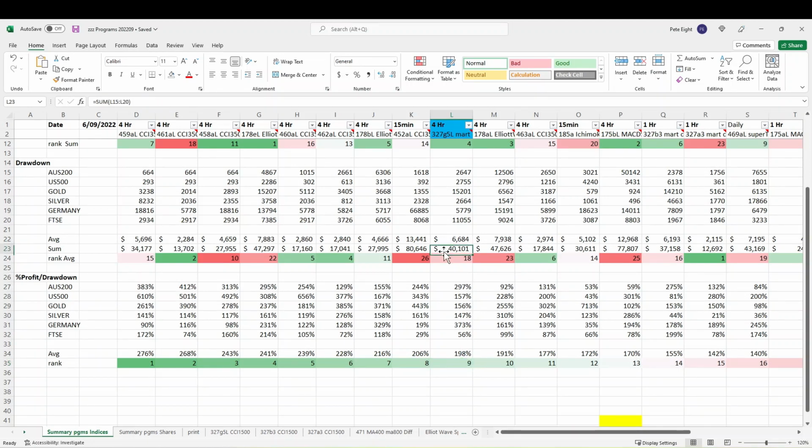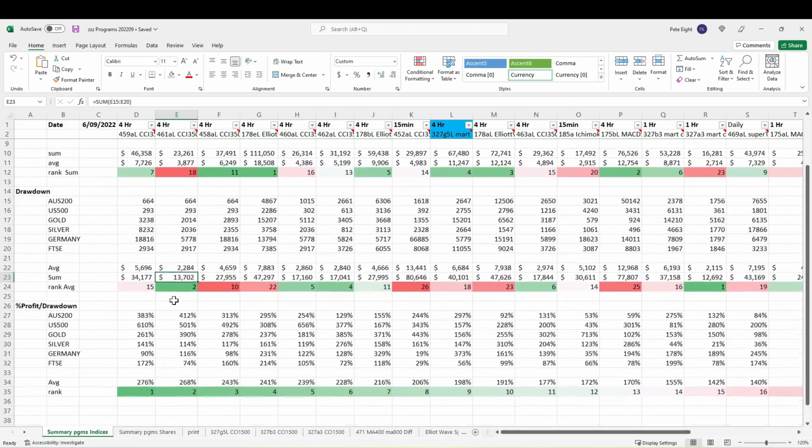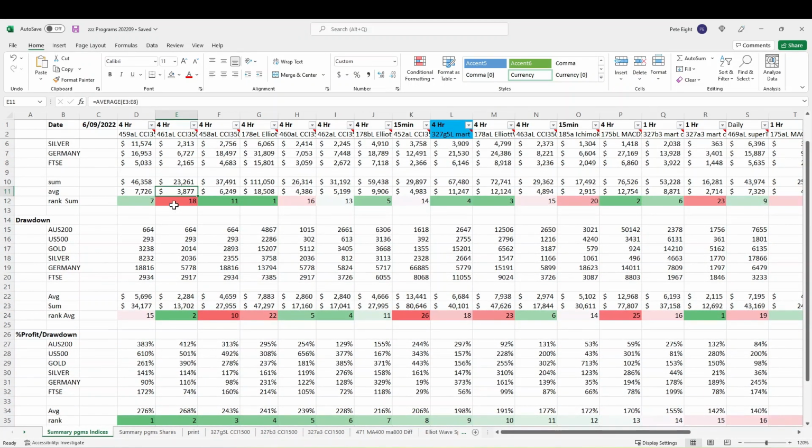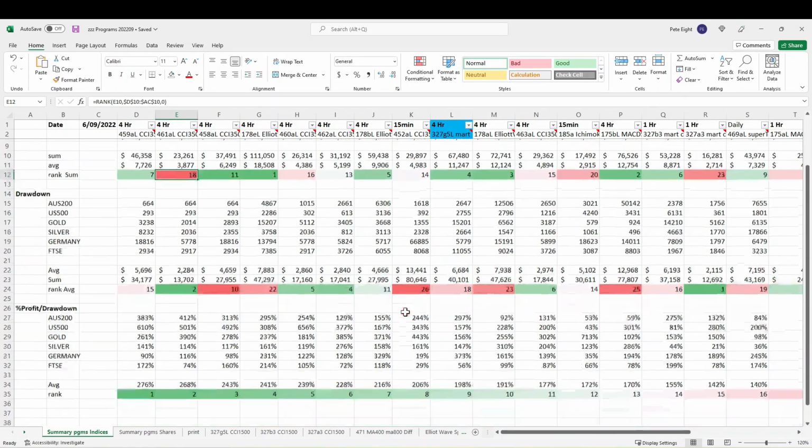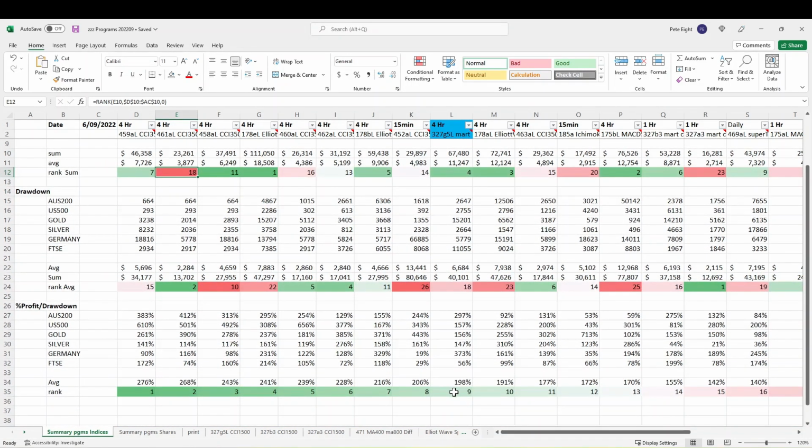So not too bad a result, but again, just got to try and make sure that the drawdown doesn't hurt your psychological bank balance. You want to make sure you're comfortable in what you're dealing. You can see some of these other ones. This one ranked 2nd, for example, 13,000 in terms of drawdown, but only 3,800, 23,000 in terms of revenue, and that ranked 18th. That was that CCI1500 strategy we covered in one of our previous videos. So overall, not a bad result in terms of revenue over drawdown.